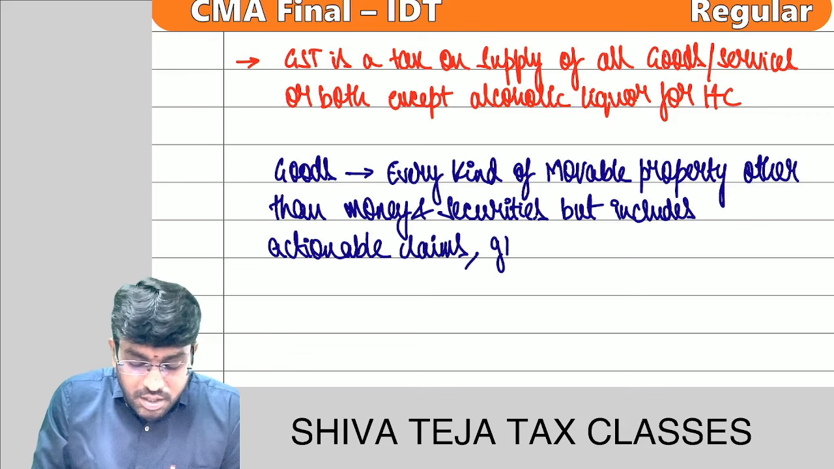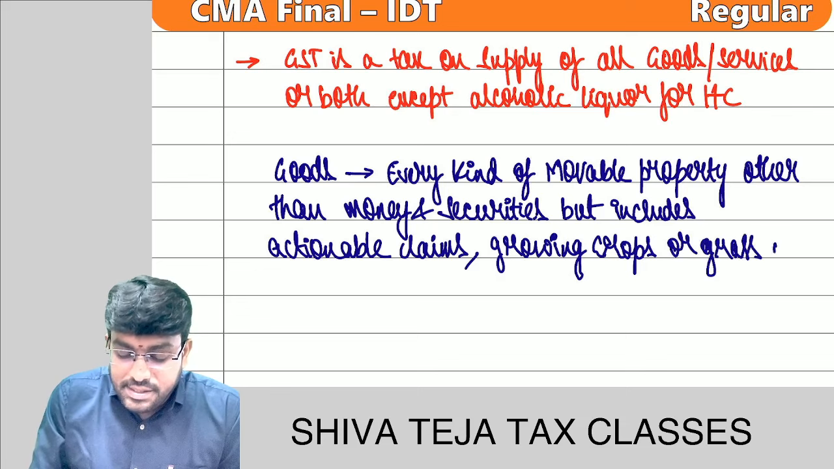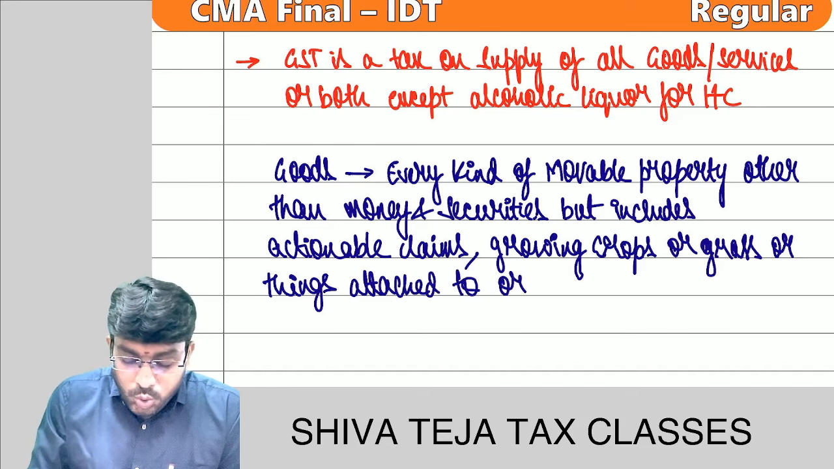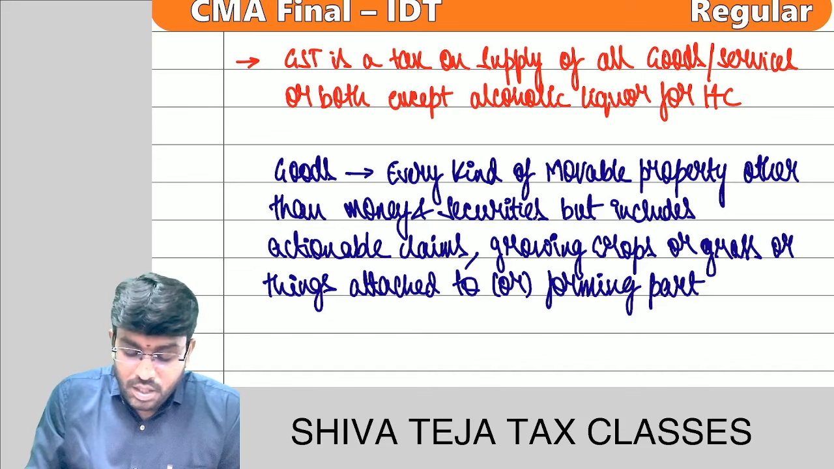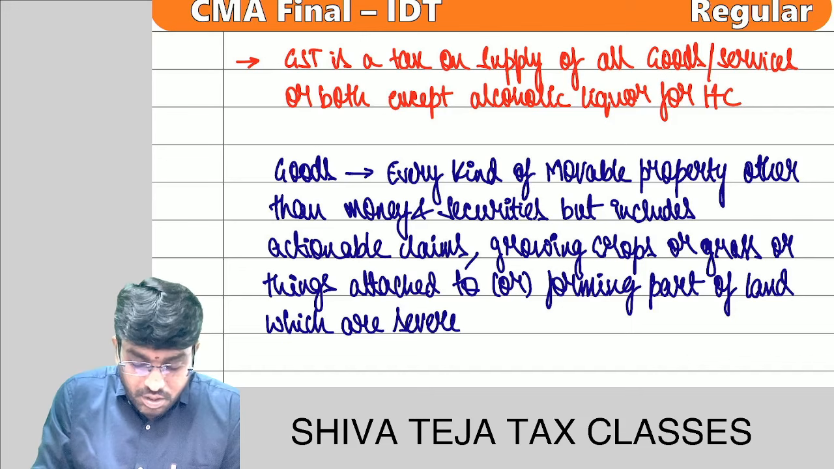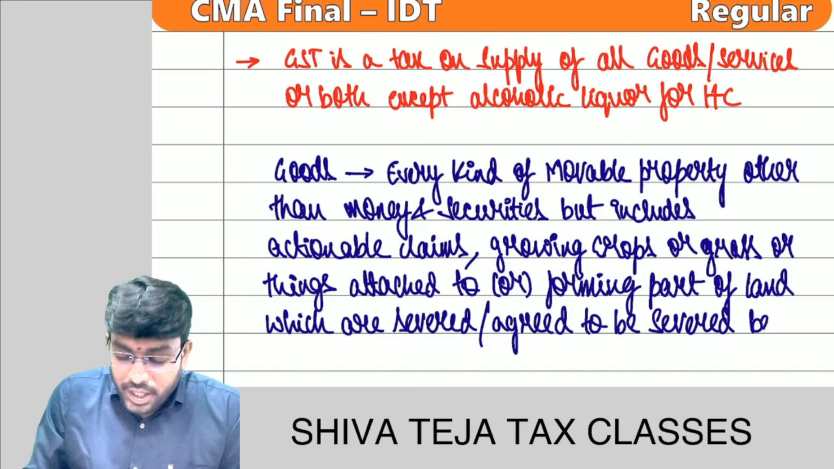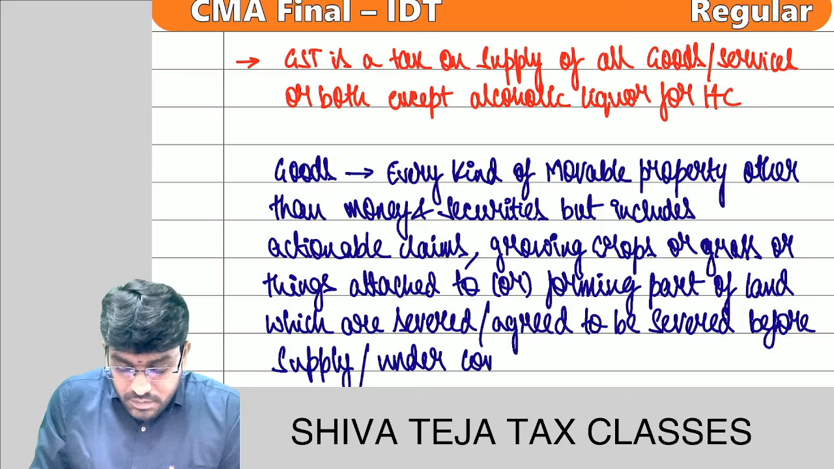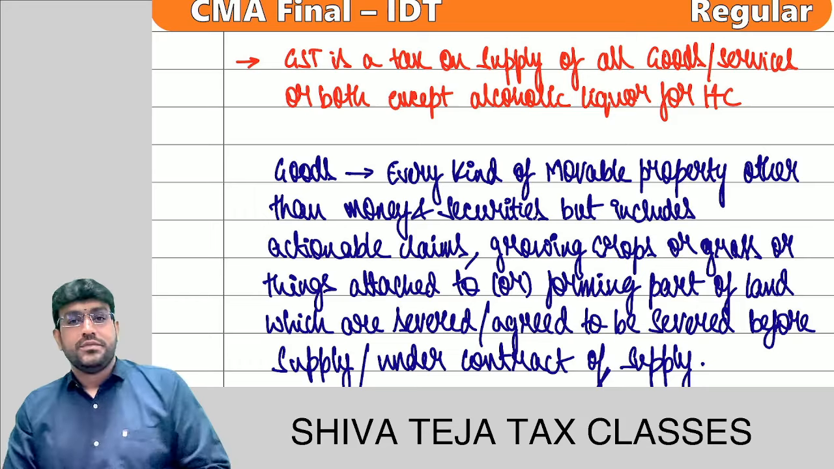actionable claims, growing crops or grass or things attached to or forming part of land, which are severed or agreed to be severed before supply or under contract of supply. Friends, come on, see that line.